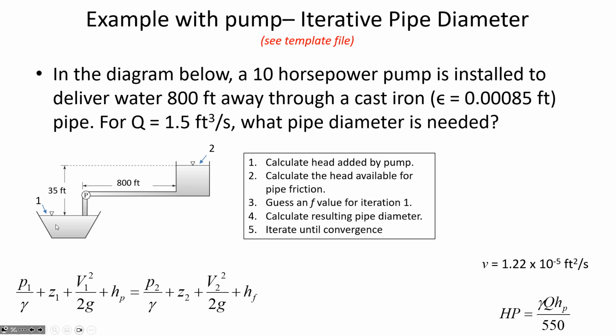So water's flowing because there's a pump there. Ordinarily, water wouldn't flow uphill, but we've added a pump that pressurizes the water and drives it up above that elevation gradient, and the pump is overcoming the resistance of energy loss due to pipe friction. So for that 10 horsepower pump, we can find out how much pump head is being added with the pump equation. The pump equation says that the horsepower of a pump is the unit weight of the liquid multiplied by the flow rate multiplied by the pump head divided by 550.